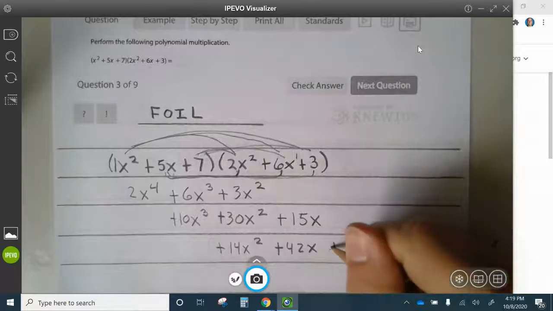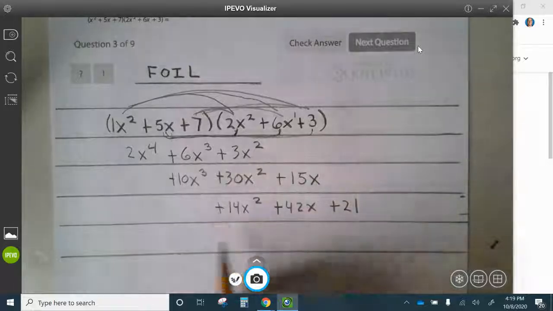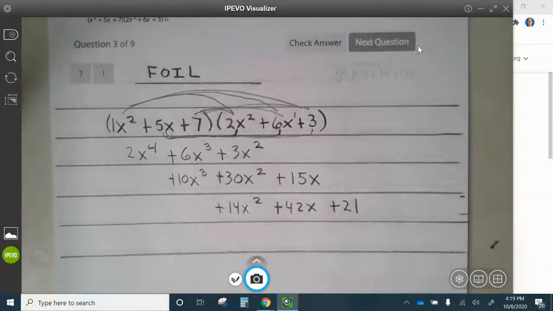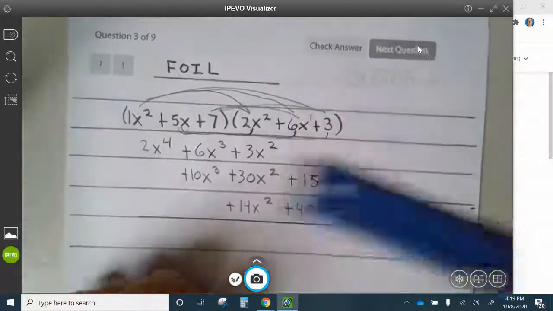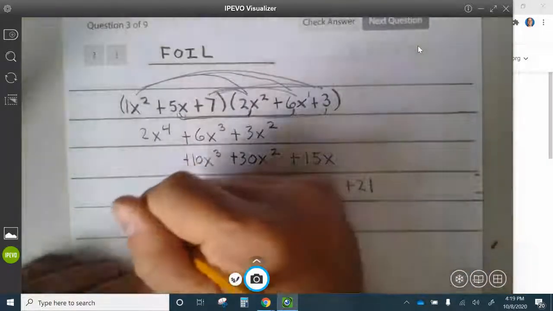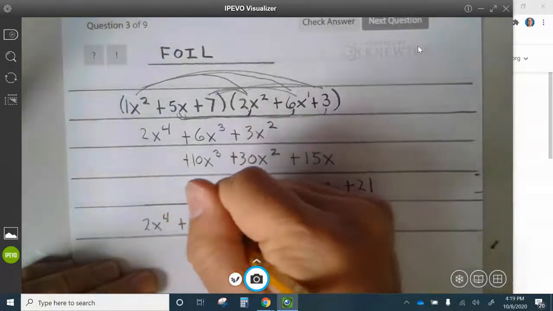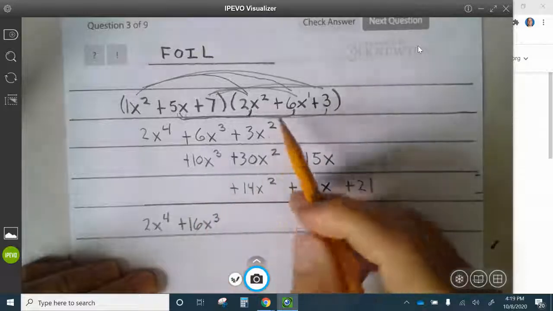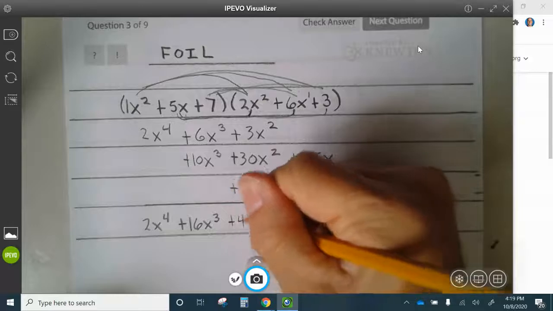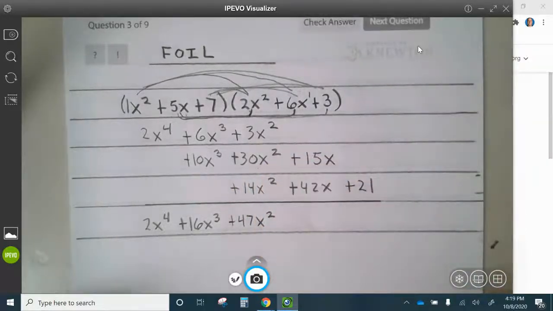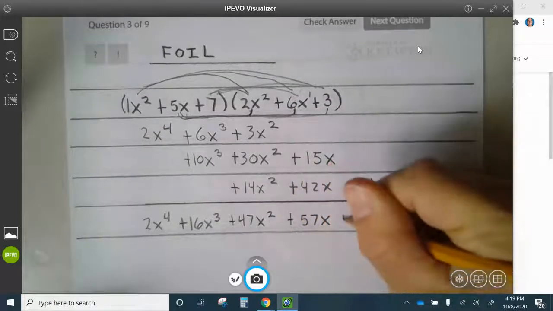Okay, so we combine terms vertically. Okay, so that's 2x to the fourth plus 16x cubed. And so that's 3 plus 30 is 33, so that's plus 47x squared plus 57x plus 21. Okay, hopefully that helps you with question number 3.